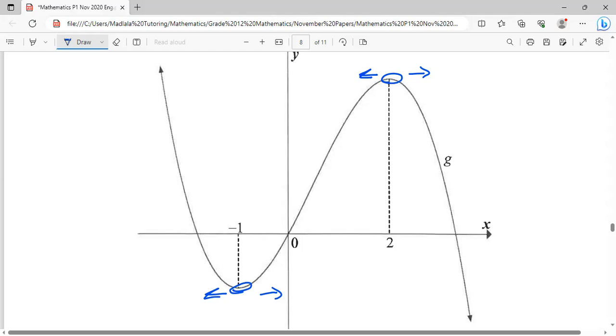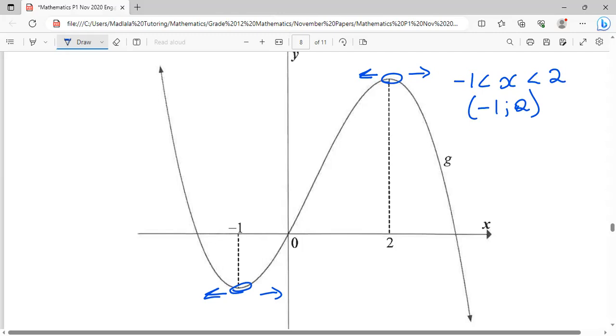So where is it increasing? Any value of x that is between -1 and 2 like that. So how do you say between in mathematics? You say any value that is less than 2, but greater than -1 like that. Alternatively, you could have said from -1 all the way to 2 like that. So it's where your function is increasing.